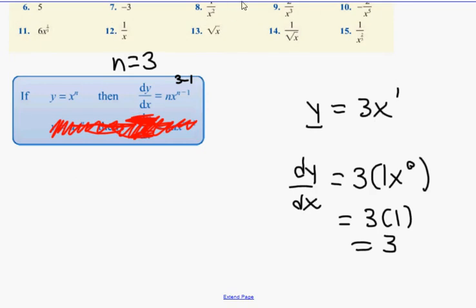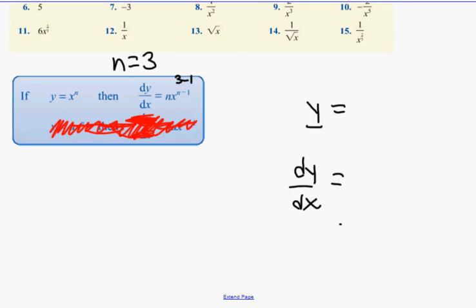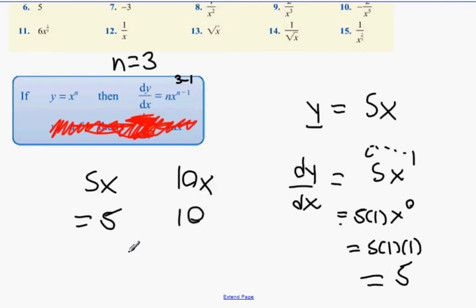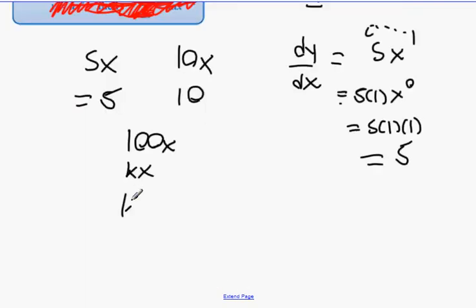So look, I'll give you one more of these. The next one is 5x. Now look at this. 5x is 5x to the power 1. You bring the 1 to the front, so it's going to be 5 times 1, which is 5. Take 1 away from the power: x to the power 0, which is 1. The answer is 5. Long story short, when you see 5x and you differentiate it, it's 5. When you see 10x, it's 10. When you see 100x, 100. When you see kx? k. That's how you do them.